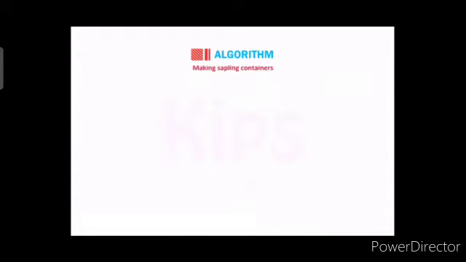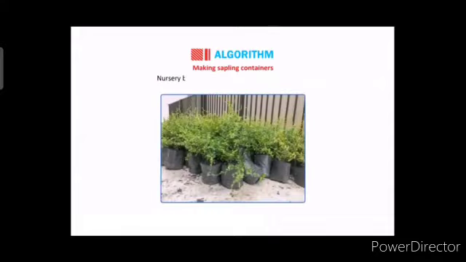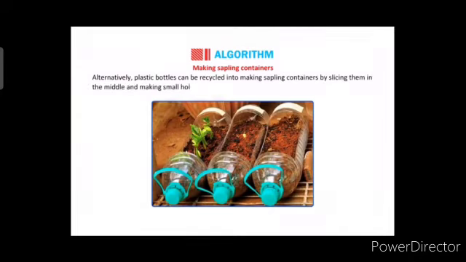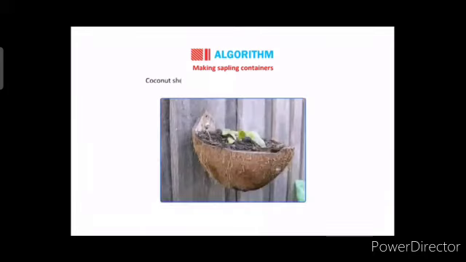Making sapling containers. Nursery bags can be acquired from local nurseries. Alternatively, plastic bottles can be recycled into making sapling containers by slicing them in the middle and making small holes for excess water to drain out. Coconut shells can also be used as bags for smaller plants.